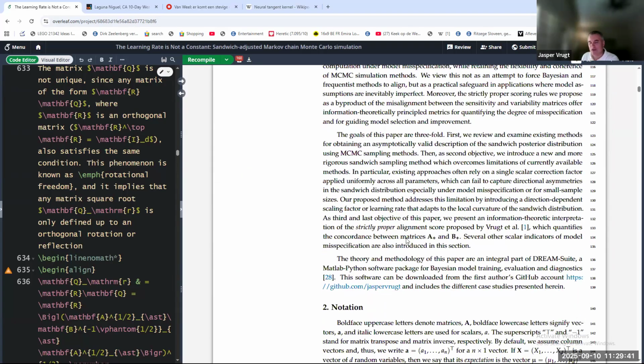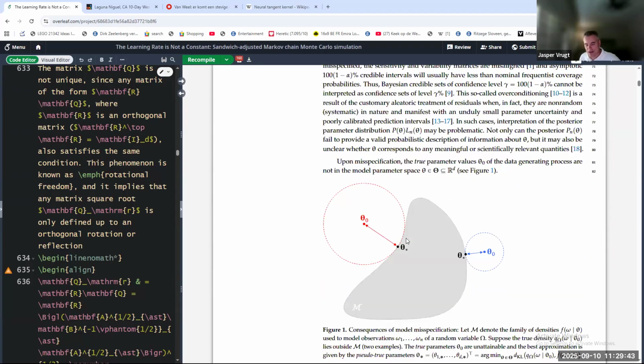Anyway, the central question that has kept me awake for many years is, can we build theory on that?